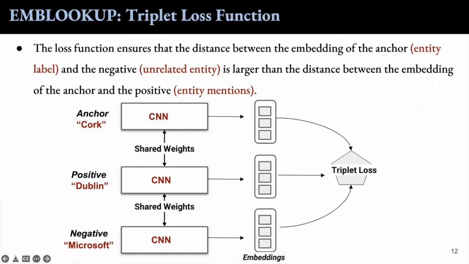We need a loss function to train these models. We use the triplet loss function that encodes syntactic and semantic similarity. mLookup is trained on triplet embedding in the form of anchor, positive, negative. The loss function ensures that the distance between the embedding of an anchor and the negative is larger than the distance between the embedding of the anchor and the positive. So for example, the distance between the embedding of Cork and Dublin should be smaller than the distance between Cork and Microsoft.